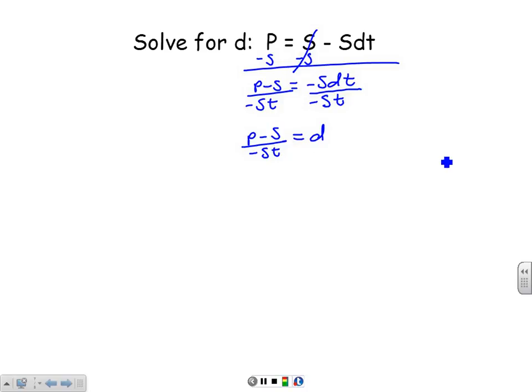One thing about these formulas is this: if you start with something, you should finish with the exact same things. For example, we started with a P, we have a P here. We started with two S's, we have two S's in our answer. We have a d here, so there's a d here, there's a t here, and there's a t here. So just remember, if you start with something, you should finish with it.